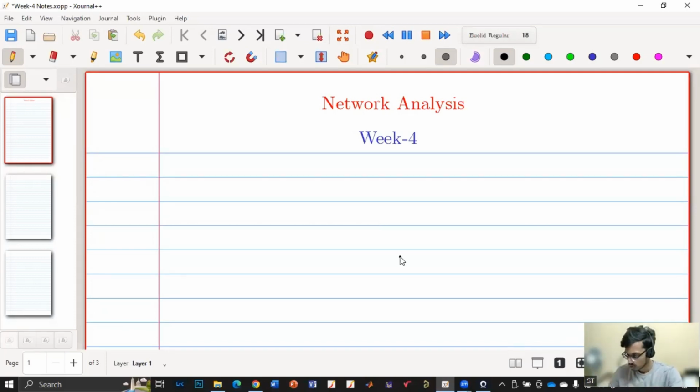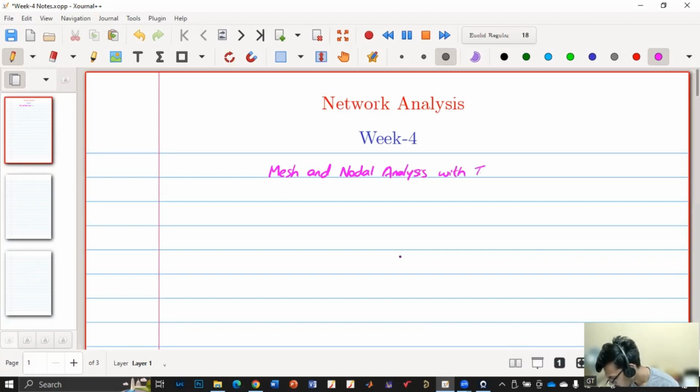Okay, today, so hope you have gone through the lecture. So week 4 is about mesh and nodal analysis with AC input or time varying source, basically sine or cosine. So today our title is mesh and nodal analysis with time varying source. So it could be any source, but usually we are talking here about sine wave, like an AC signal.